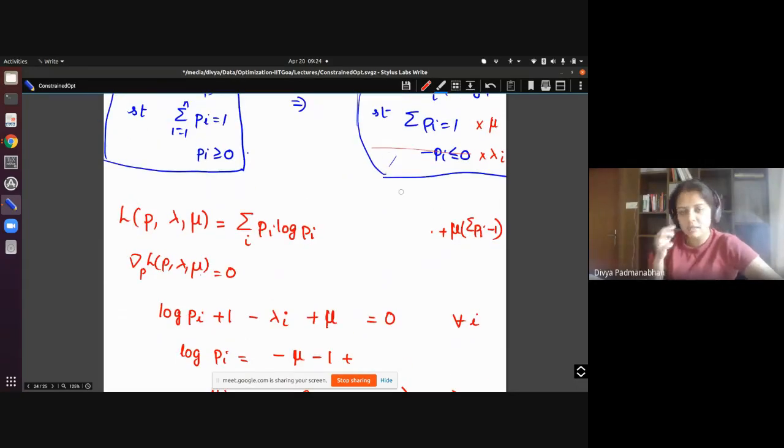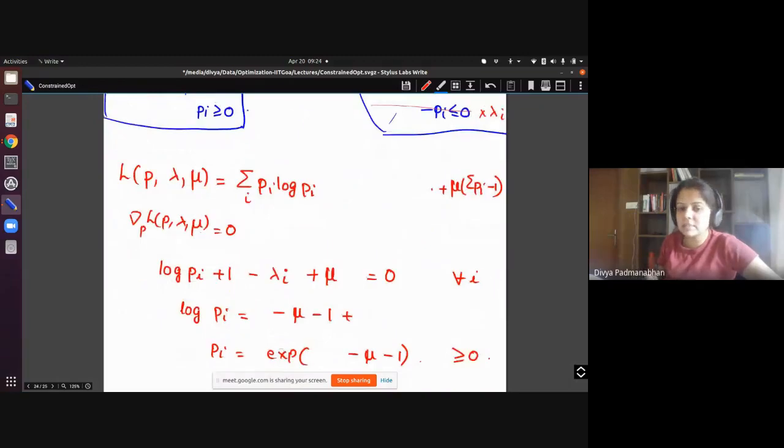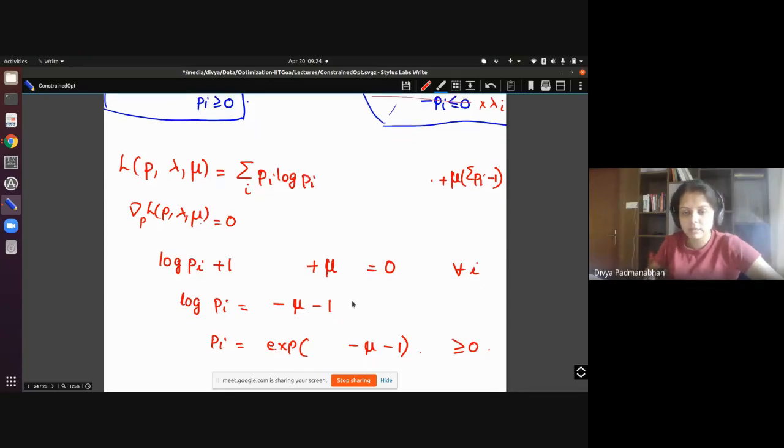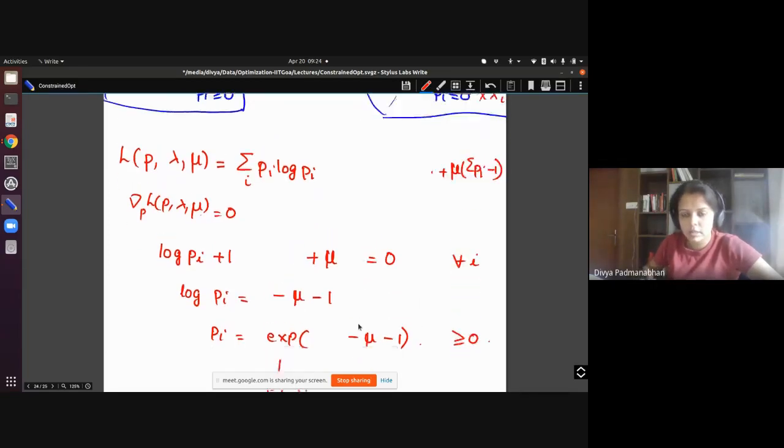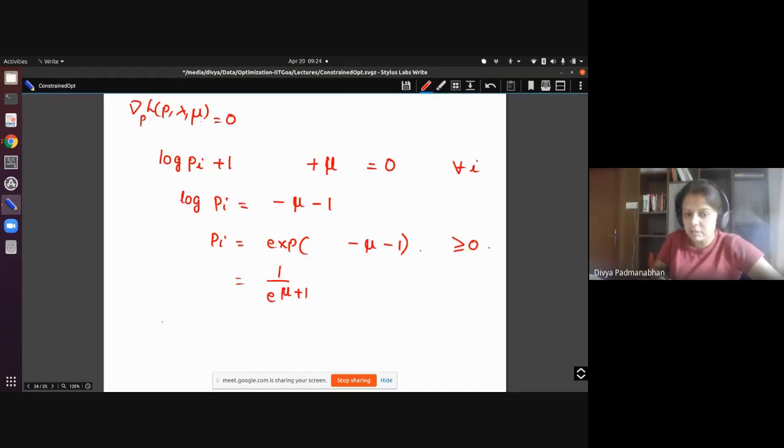So these constraints actually don't really matter. For many problems, this is a trick that people often use. The reason is that it reduces the number of variables, so you don't have to go and find the lambdas here. So let's just ignore the lambdas and see what you get. So this is now 1 over e to the power mu plus 1, right? So pi is just this, and you want feasibility, so you want all the p's to sum to 1. So what will you get?